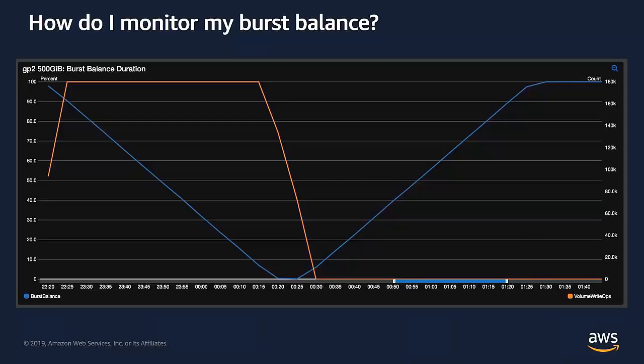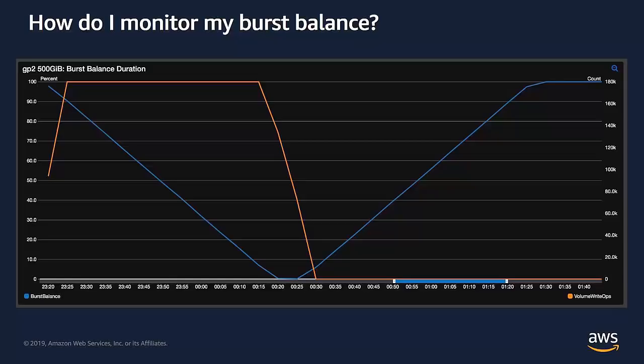EBS provides CloudWatch metrics that allow you to monitor your burst balance. In this graph, you can see the burst balance in blue and write operations to the volume in orange. A sustained I/O load over a period of 1 hour eventually depletes the burst balance. Once the I/O load is stopped, the credits begin to accumulate over time until the balance returns to 100%.